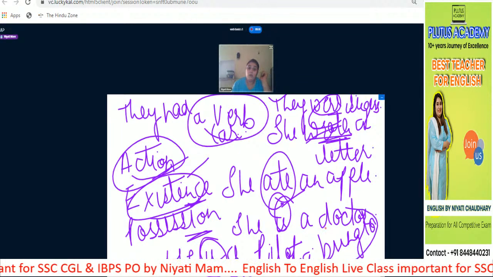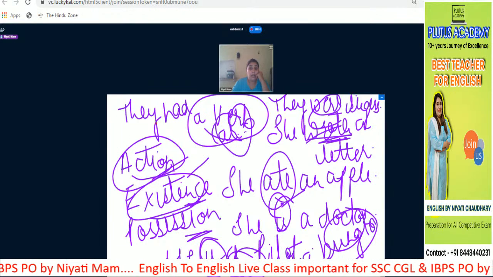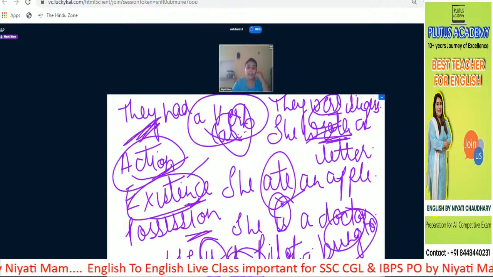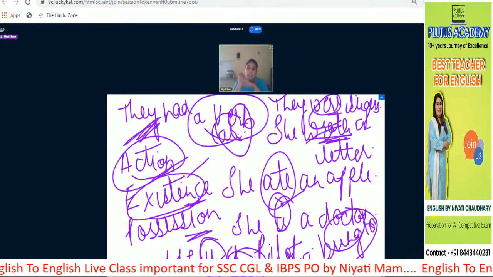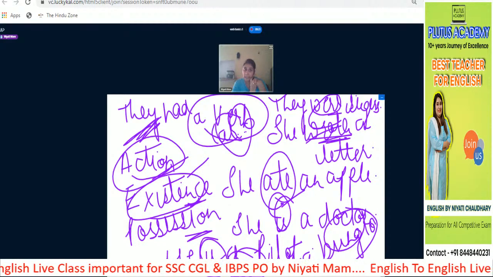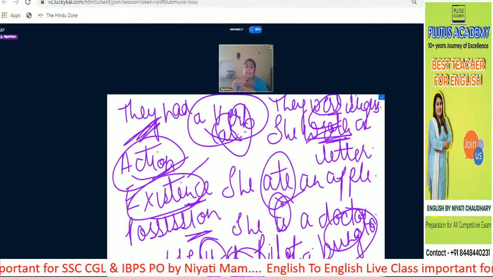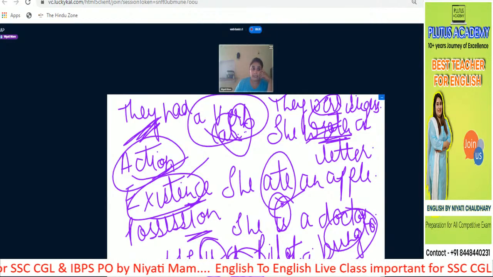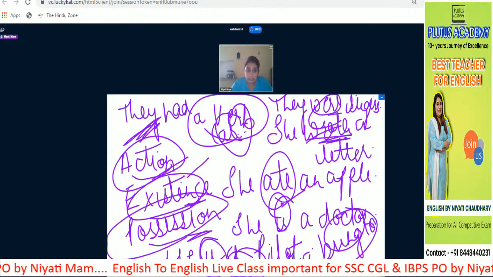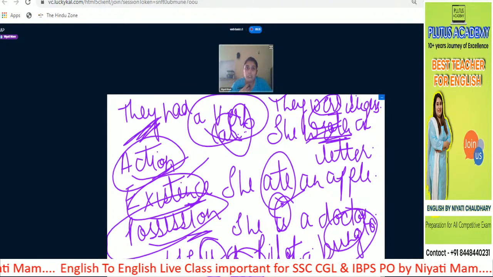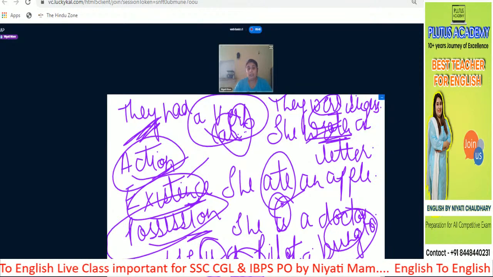Now, who has a bungalow? She has a bungalow. Who had a car? They had a car. You need to understand that they had a car and she has a bungalow. In both the sentences, neither an action is involved nor an existence is involved. In both the sentences, we are actually representing possession.